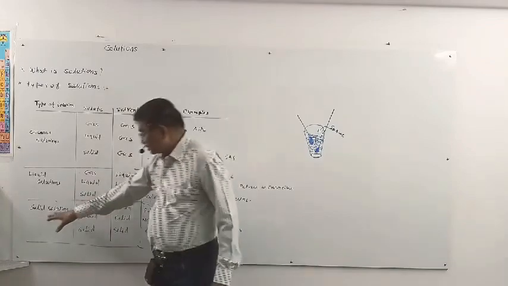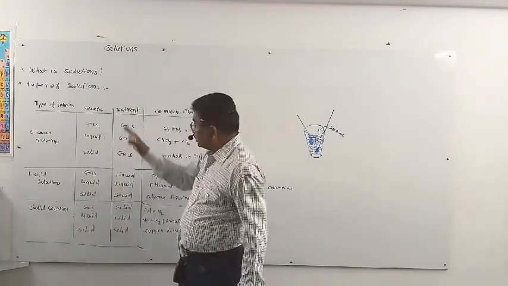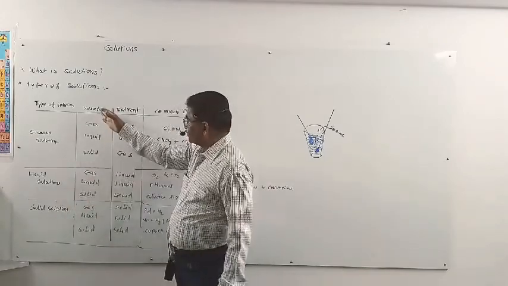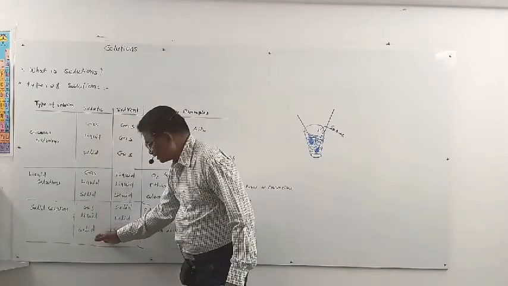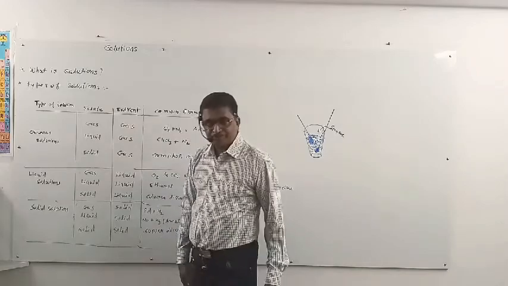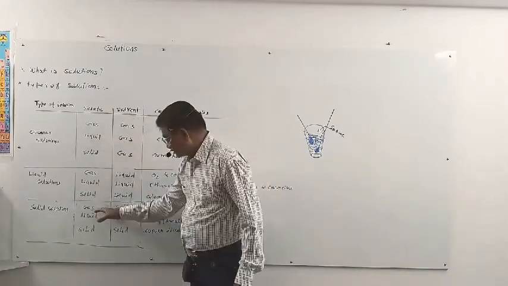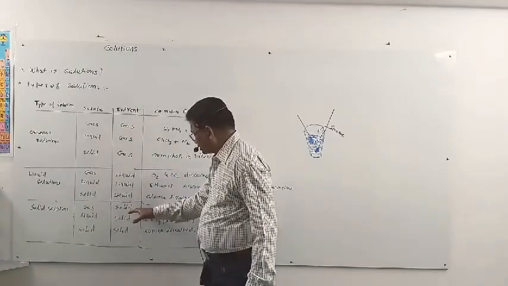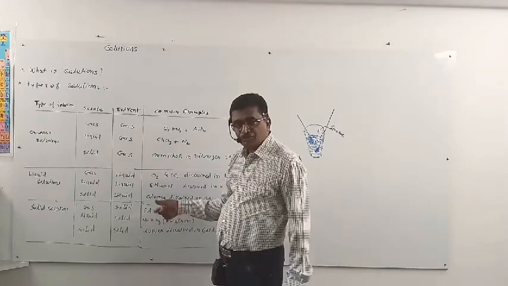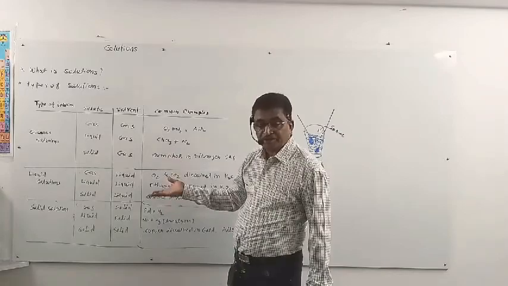The third type of solutions is solid solution. In this type of solution, the solute can be gas, liquid and solid, but the solvent is always solid. So what happens if our solute is gas while the solvent is solid? Examples, dihydrogen in palladium, ammonia in nickel.